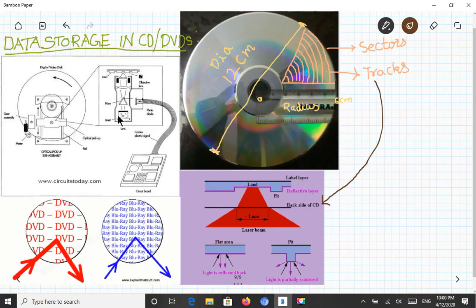So these are the pictures we are going to use for this explanation. This is the real CD we have, which shows the measurement of its radius, which is 6 centimeters, so the diameter will be a total of 12 centimeters. And each CD consists of something called a sector. In a normal circle, you can divide the circle into sectors. Likewise, this CD or DVD is also divided into sectors, and each sector has a number of tracks.